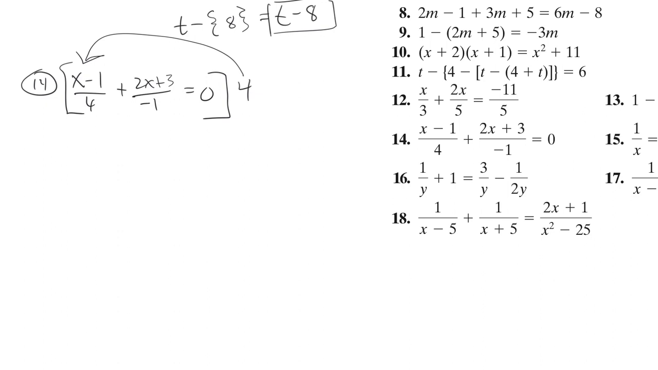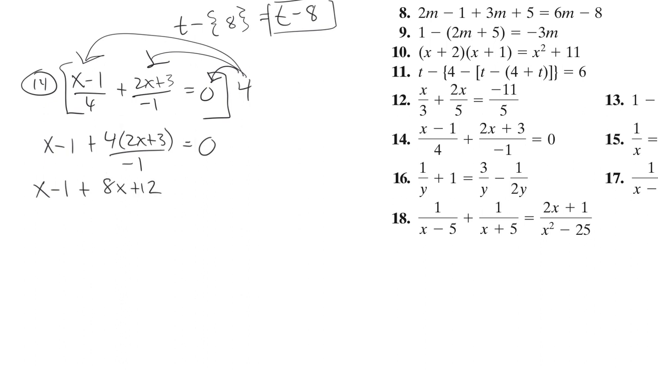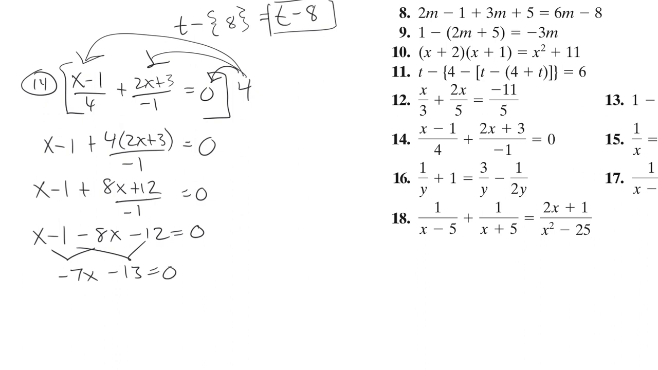If I do 4 times that, the 4's cancel, and I'm left with just x minus 1. If I multiply this right here, that is plus 4 times 2x plus 3, all divided by negative 1. And then 4 times 0 is 0. And so we have x minus 1 plus 8x plus 12, all divided by negative 1 equals 0. And if you divide by negative 1, that really changes the sign of everything. So we have x minus 1, minus 8x minus 12 equals 0. And then let's combine this. This is negative 7x, and minus 13 equals 0.